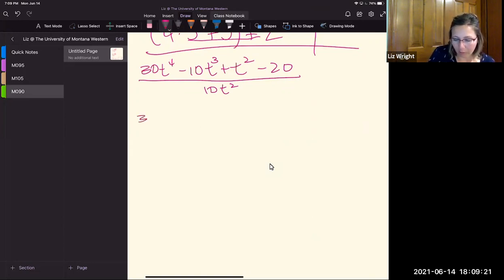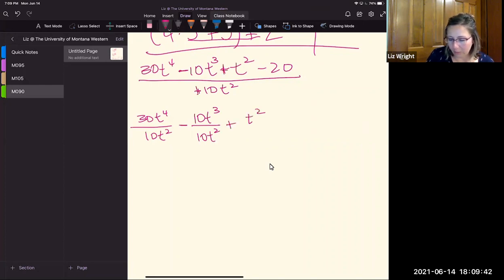So split it all up. That's the very first step I want to see on everybody's paper and in their notes. So we're going to do 30t to the fourth all over 10t squared. Then I've got a negative over a positive, which is going to give me a negative. So I'm going to have 10t to the third all over 10t squared. And then I've got a positive over a positive, so that's going to give me a positive. T squared all over 10t squared. And then I've got a negative over a positive, which is going to give me a negative. And it's going to be 20 over 10t squared.